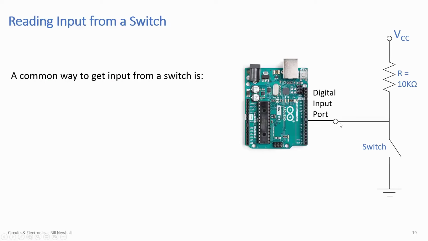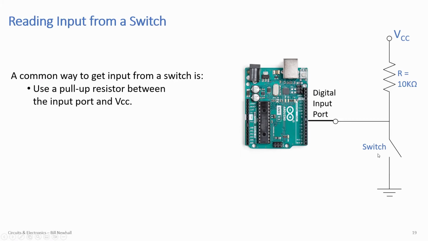If you want to read that input, one common way to do that is to connect something to a digital input port of a microcontroller. This is a common way to do this. You would connect a power supply, the same voltage as the microcontroller, so this would be 5 volts, for example, and this would be a 5 volt logic microcontroller. And then you connect the digital input port to the bottom of the resistor here and connect a switch between that node and ground.